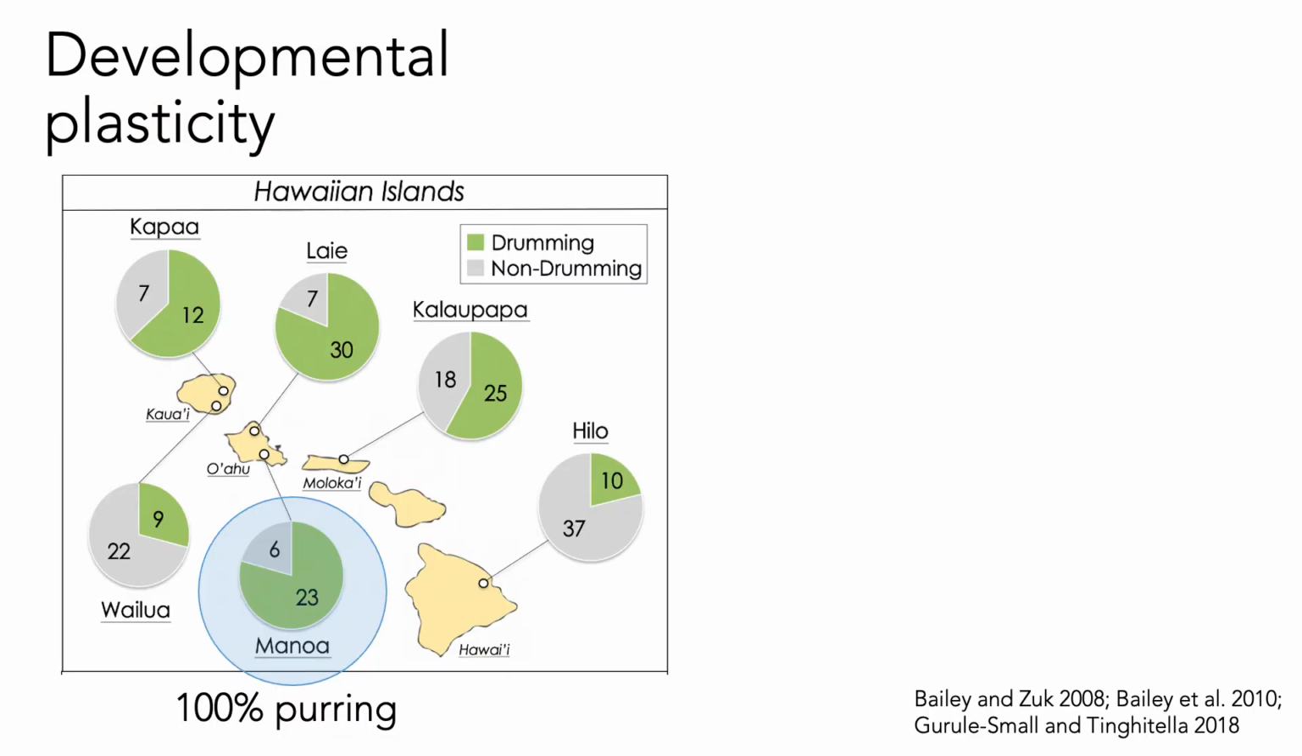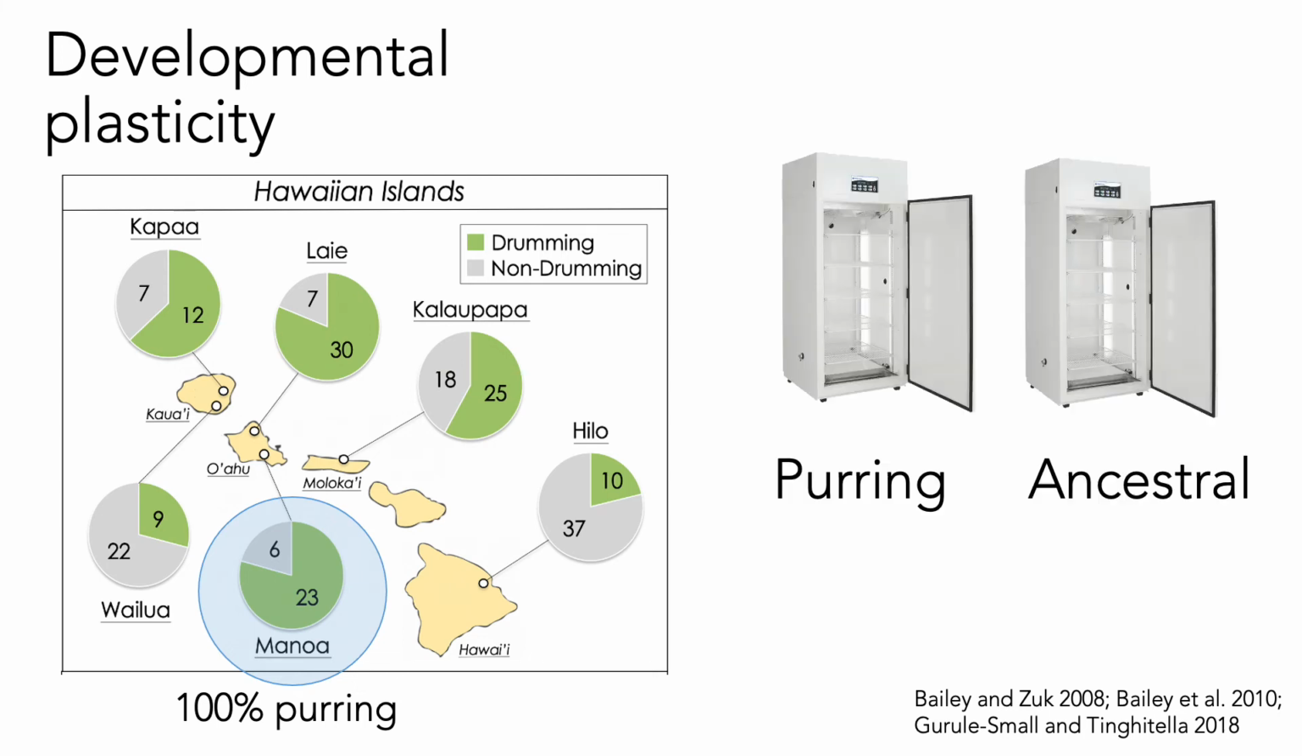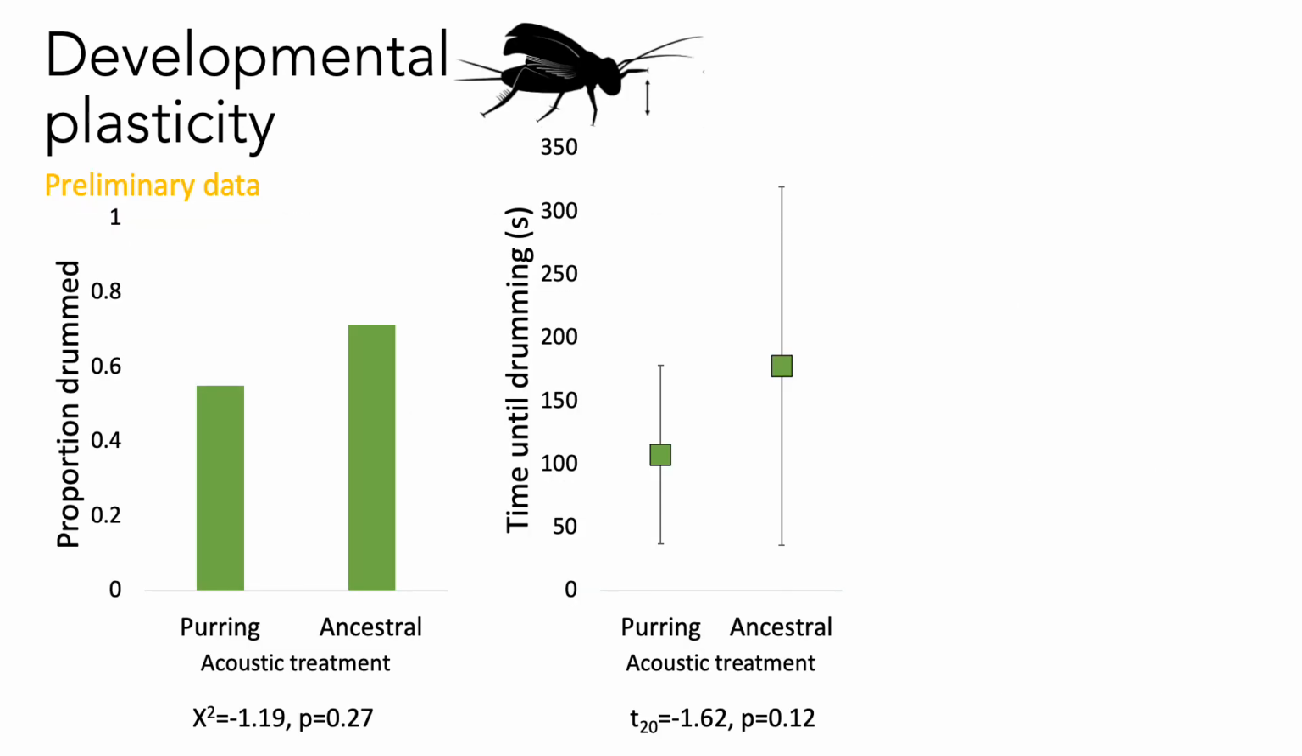Next, we explored developmental plasticity. So we used a 100% purring population, and we began by manipulating the acoustic environment, since others have shown that songs heard during development affect behavior for ancestral and silent T. oceanicus. So we simply exposed males and females to either purring or ancestral song during development. In our preliminary data, we found that the acoustic environment did not affect whether males drummed or how long until they began drumming. The treatment did have some effects.